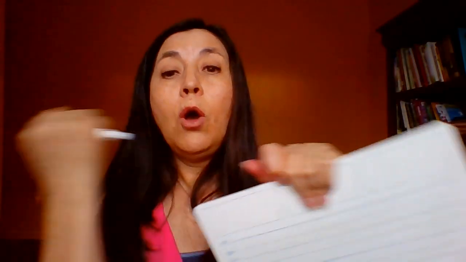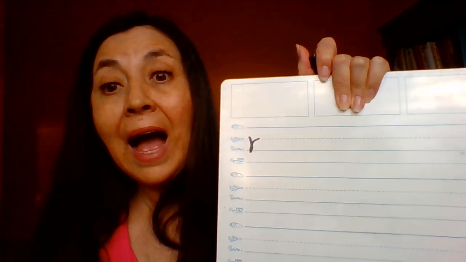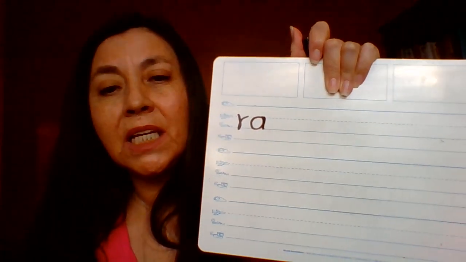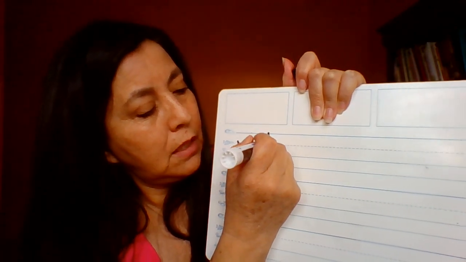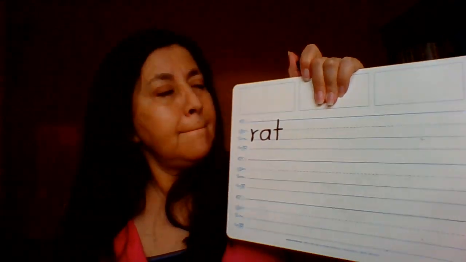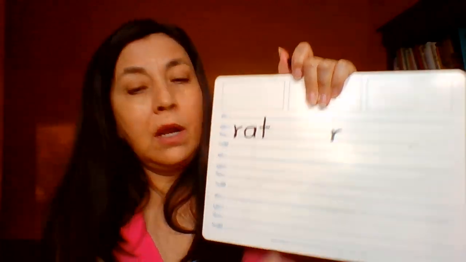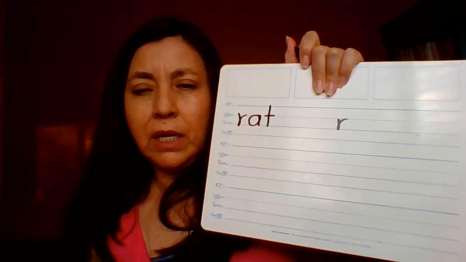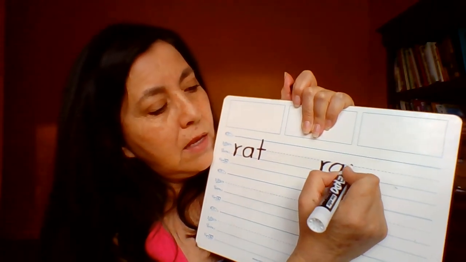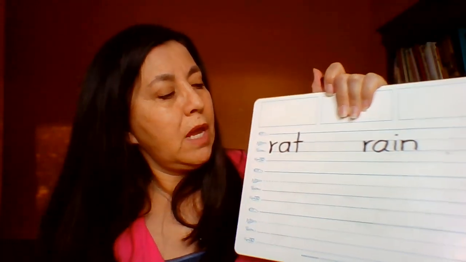So we're gonna write them. Oh, this one I know you know it. It's rat, rat. Okay, think about another word. Rain. A. What letter do I write? A. Good job. Rain. Rain. And good job. Rain.